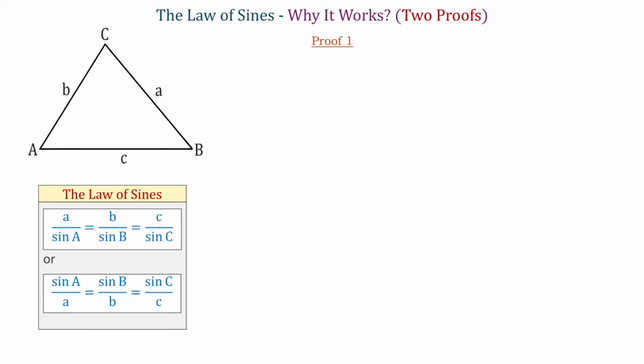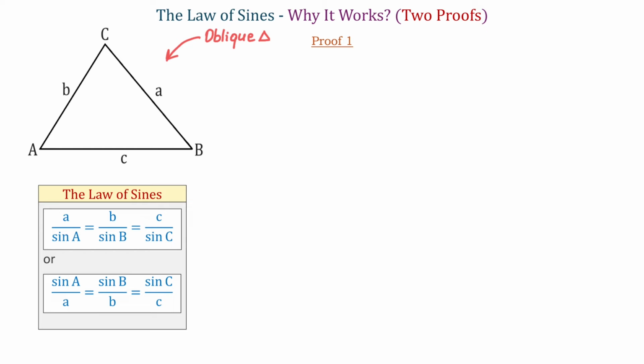Hello! The law of sines is used to solve oblique triangles, and these are triangles that don't have a right angle. In this figure, we have an oblique triangle with sides a, b, and c. Opposite of side a, we have angle A, opposite of side b, angle B, and opposite of side c, angle C. So each side is represented by a lowercase, and each angle by an uppercase.